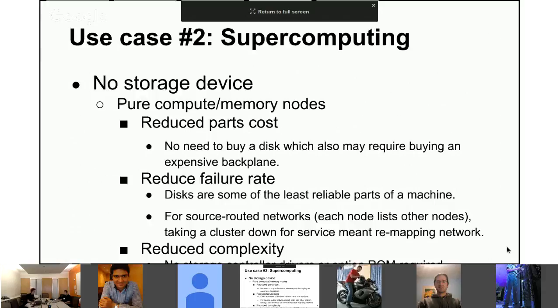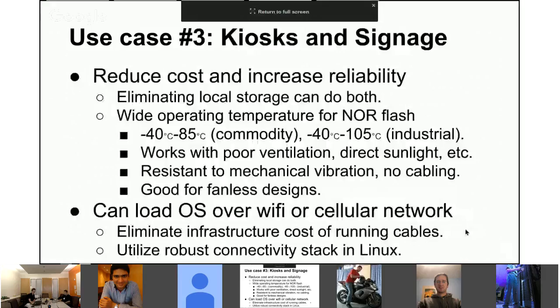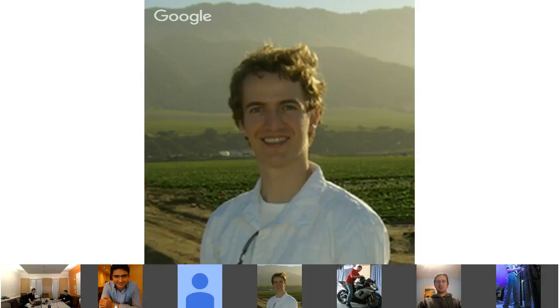Another use case for using Linux as your bootloader, or just having your whole system embedded in Flash, is for kiosks and signage. So just like with the supercomputing, local storage is painful and expensive and unreliable. So eliminating local storage can reduce cost by a pretty significant amount and also increase reliability.